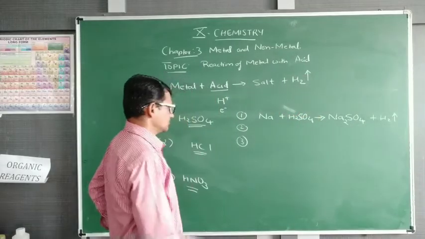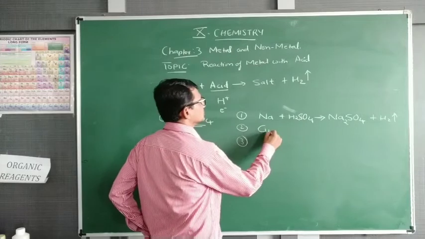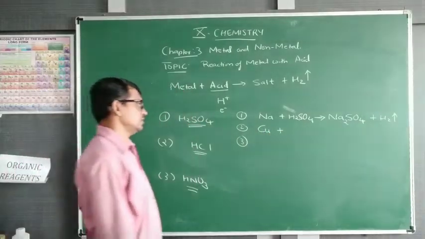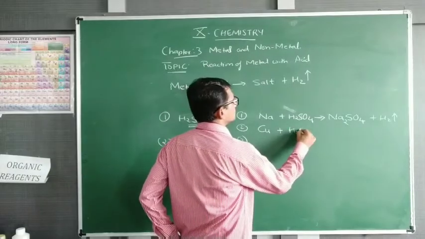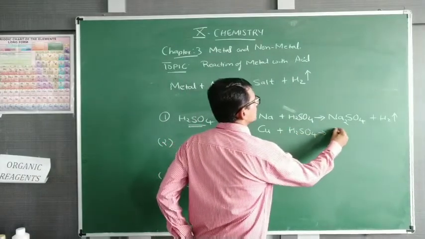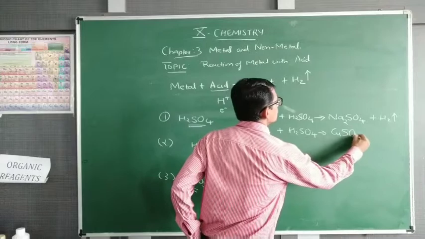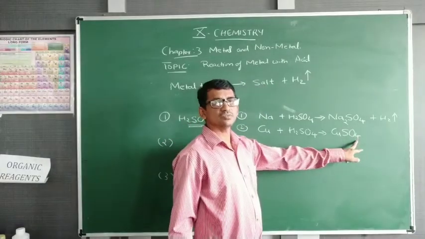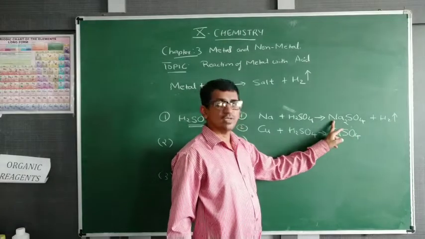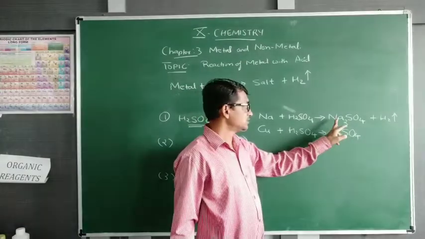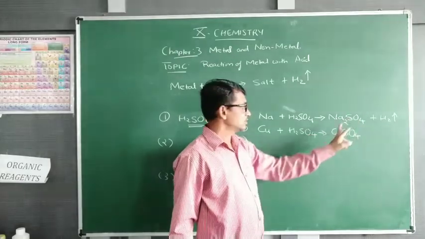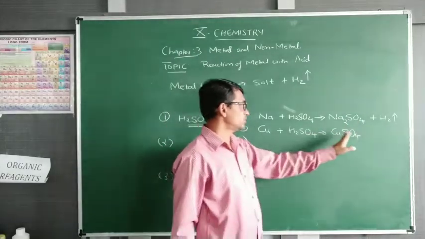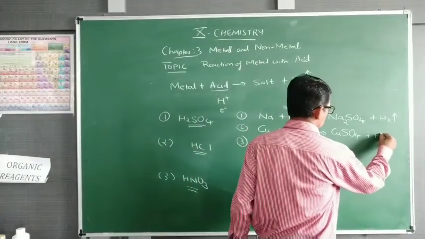Second reaction we take, suppose copper. Copper when it reacts with H2SO4 is converted to copper sulfate, CuSO4. Remember the valency and then you balance with the sulfate. Sodium has a +1 valency, so Na2SO4. Copper has valency 2 and sulfate has valency -2, so the ratio is 1:1. And hydrogen gas is also produced.